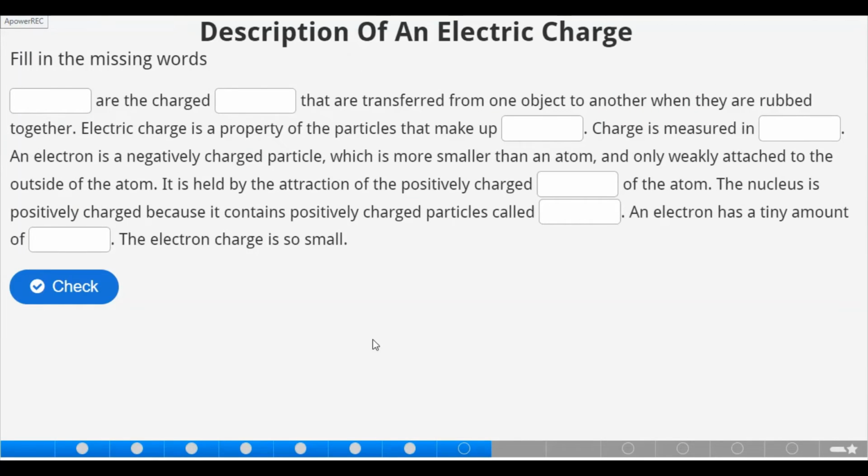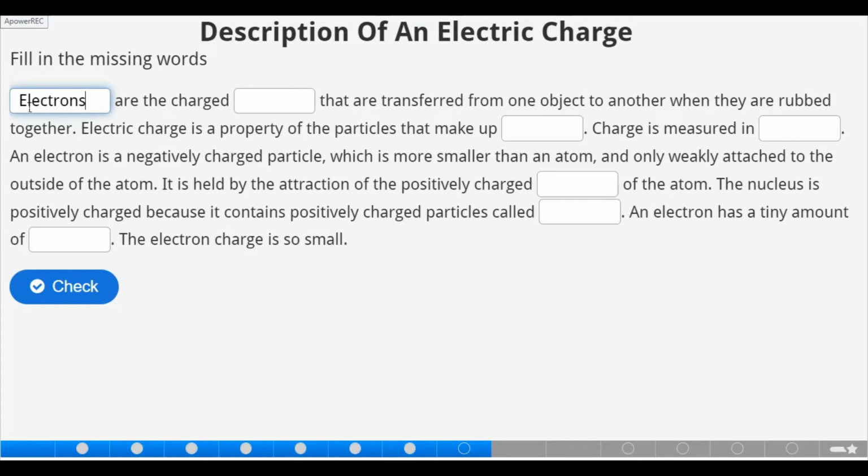Now, how do we describe an electric charge? We have to fill in the missing words. Electrons are charged particles that are transferred from one object to another when they are rubbed together. Electric charge is a property of the particles that make up atoms. Charge is measured in coulombs.